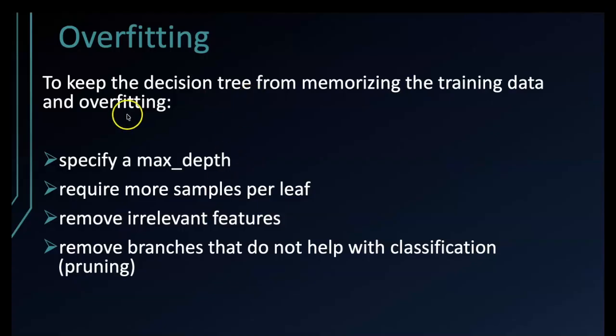The decision tree memorizing the training data. Some ways to counter that is specifying a max depth. Don't let your decision tree go 100 questions down, even if there's only like 4 features. Require more samples in the leaf than just 1. Remove irrelevant features if there's a column in the data that doesn't help you get more information gain. And you can remove branches that don't help with the classification, or pruning your tree.